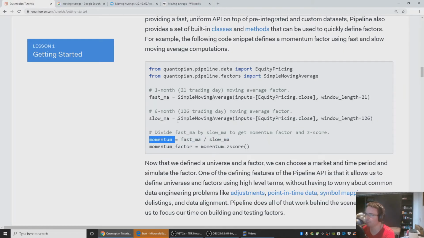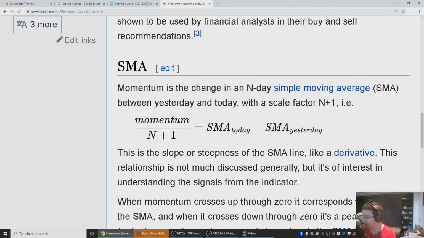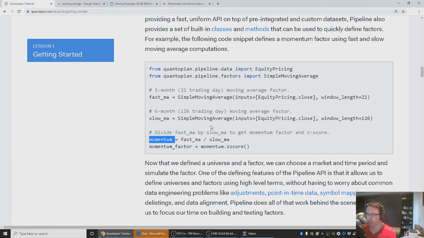So obviously this is not physics. What is a momentum? So they're saying it's close today minus close n days ago. Averaged close price minus yesterday's. So basically, Wikipedia doesn't match what we're doing. So we're walking our own path where we're boldly going.